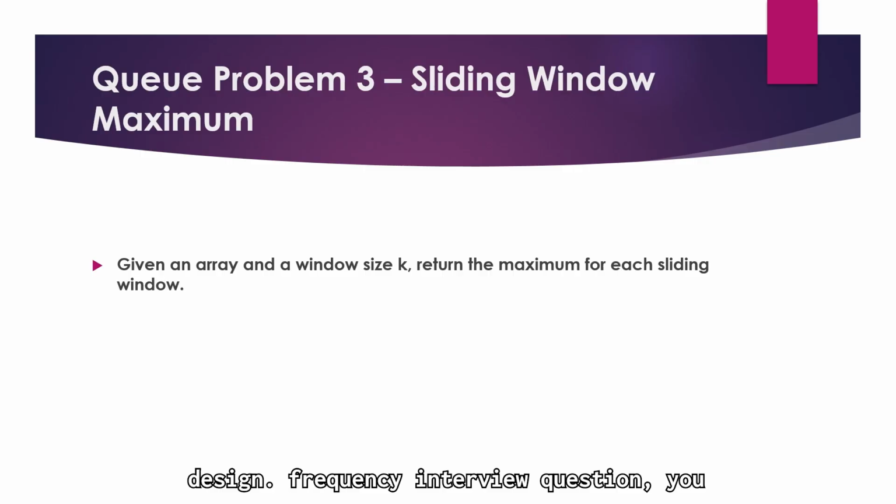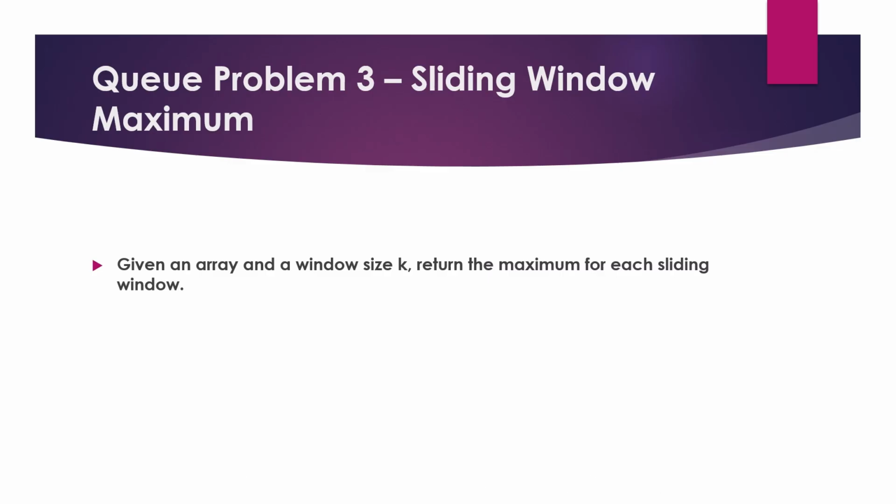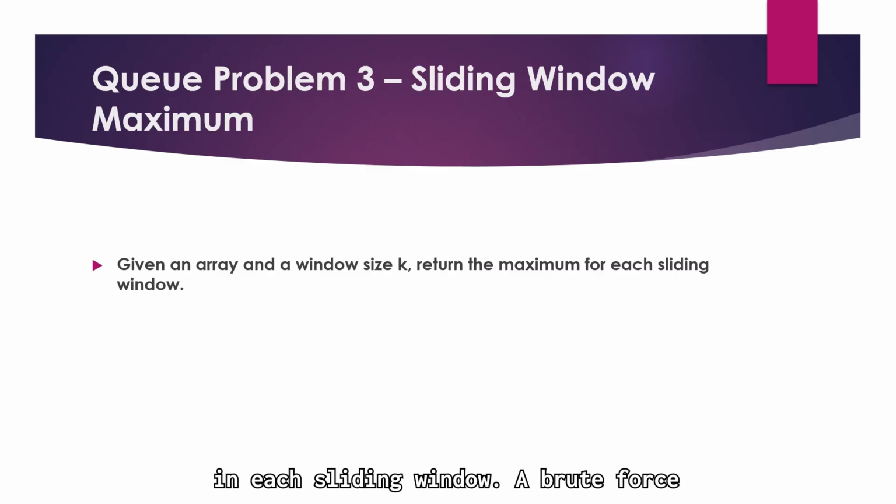This is a high frequency interview question. You are given an array and a window size, and you need to return the maximum element in each sliding window. A brute force approach works but isn't optimal. Instead, we use a DQ to store indices in a way that ensures the front always contains the current maximum. As the window slides, we remove out of window elements and maintain decreasing order. This highlights how queues can drastically improve performance in sliding window scenarios.